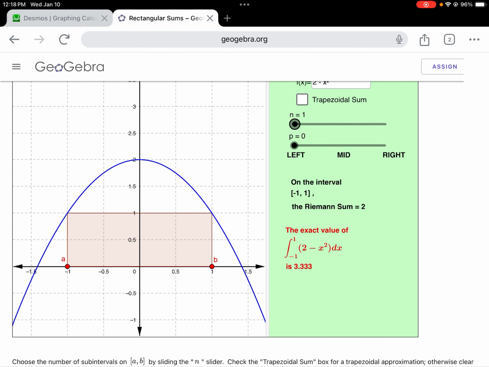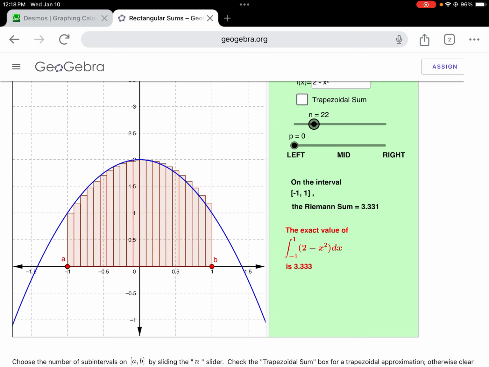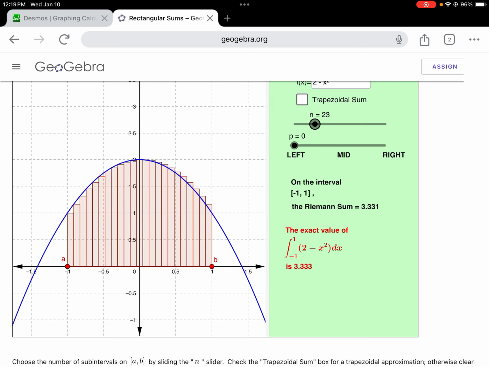So here's a demonstration. Here we're finding the area under this curve from -1 to +1. In red there it says that the exact value of that area is 3.333. Right now I'm using a Riemann sum with one big rectangle and I'm getting an answer of 2. Clearly that's not a very good estimate. If I use a few more rectangles, 11 rectangles now, we get an estimate that's better, 3.322, but the true area is 3.333.